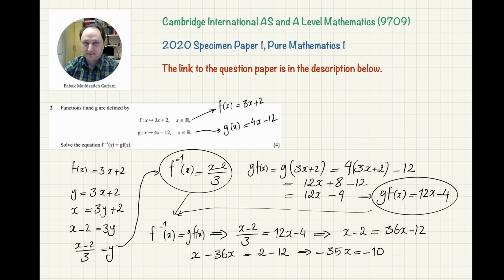Then I am looking for x, so I divide by minus 35. So this is my answer. Of course, the negative signs cancel, and if I simplify the numerator and denominator by 5, I get 2 in the numerator and 7 in the denominator. So the answer is x equals 2 over 7.